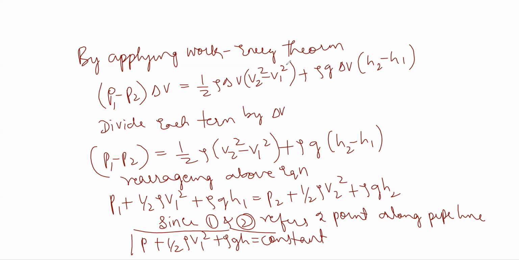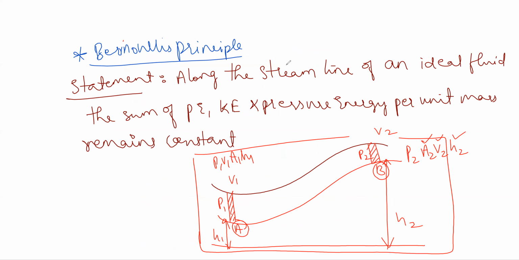So this is the final expression for Bernoulli's principle. Here is how we are going to represent and explain Bernoulli's principle. What does it state? Along the streamlined flow of an ideal liquid, the sum of potential energy, kinetic energy and pressure energy per unit mass remains constant. We already know that.